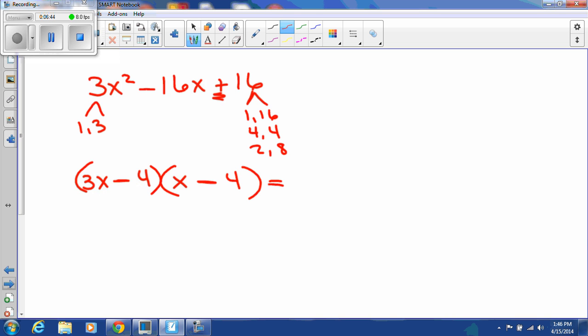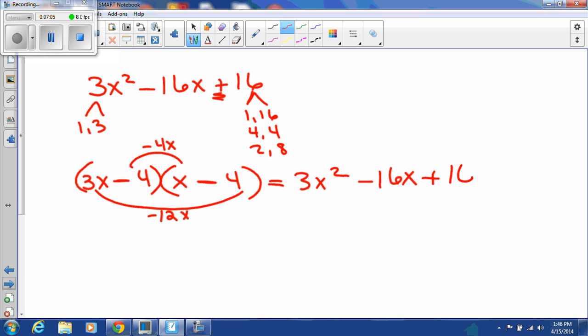Now I'm going to multiply using FOIL. 3x times x is 3x squared. My outside term is negative 12x. My inside term is negative 4x. Guess correctly again. Negative 12x minus 4x is negative 16x. And my last term, negative 4 times negative 4 is a positive 16. So this is my factored trinomial. 3x minus 4 times 3x minus 4.